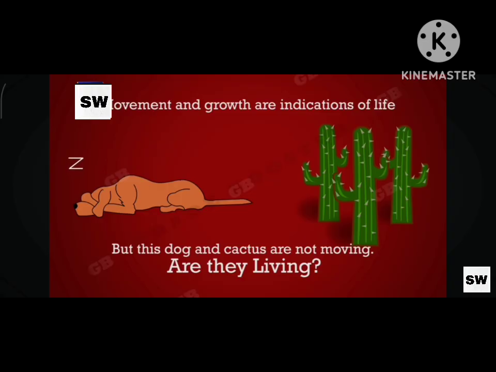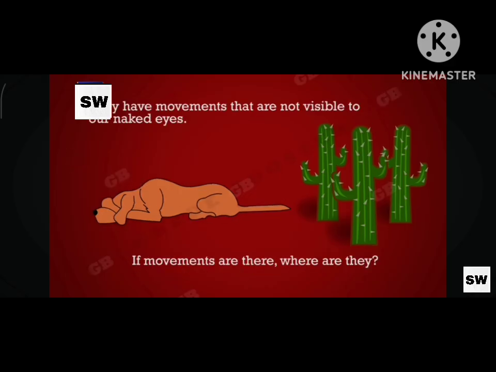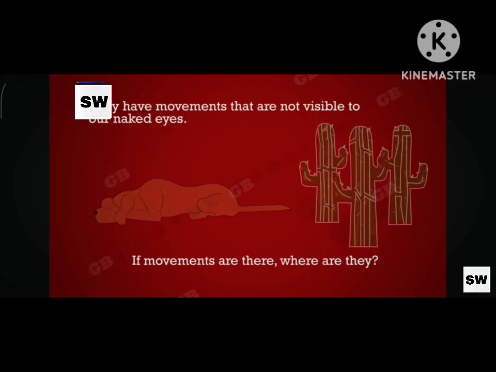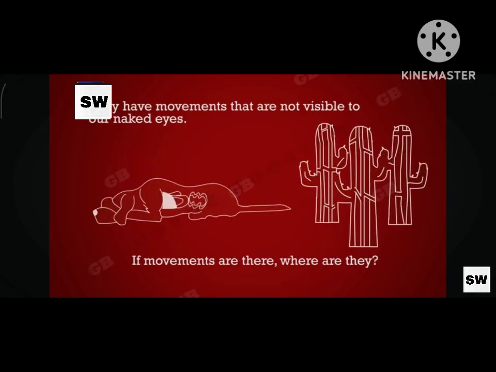But sometimes we find living things without any movement. Examples: this sleeping dog and this cactus. In this instance, we notice neither movement nor growth in the above two. It doesn't mean that they are not living. They have movements that are not visible to our naked eyes. If movements are there, where are they?